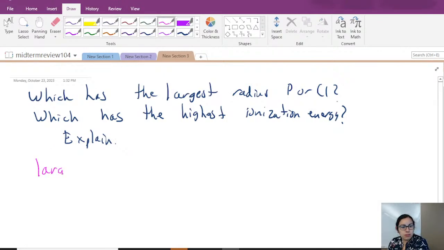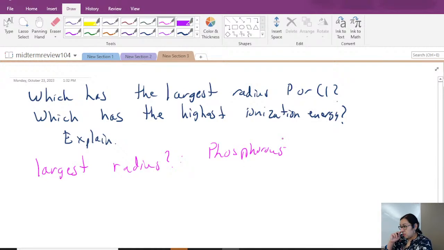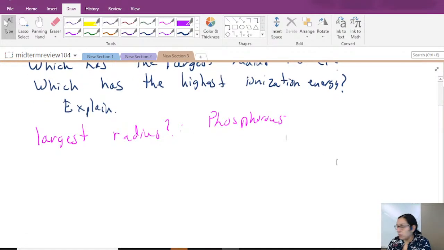So who has the largest radius and why? Any thoughts? What can we say about phosphorus and chlorine here? Phosphorus is wider, so phosphorus. So phosphorus has a larger radius. Good. And so I like your explanation. I just want to go a little more detailed so we're super clear.